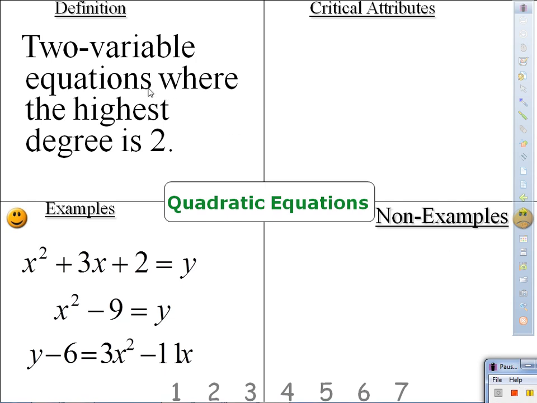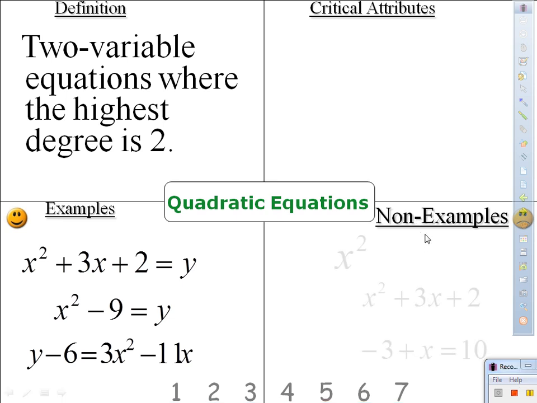Okay, so let's see if the definition makes sense with the examples. So there's two variable equations. Let's see. Is this a two variable equation? Yeah. y and x, x and y, and x. All of them are two variable equations. The highest degree of the whole equation is 2. Let's find out. Look at this one. What is the highest degree? To the second, to the second, and to the second. Okay. So it makes sense. These are quadratic equations. Let me show you what are not quadratic equations.